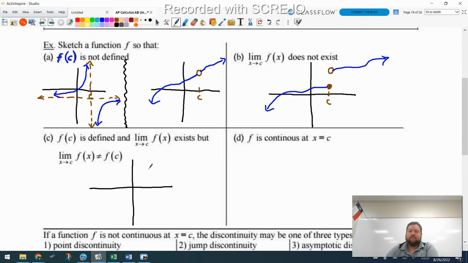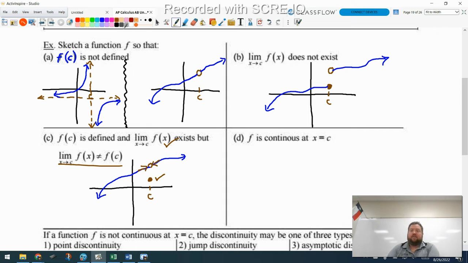Okay, so we have c, we have a hole, and then I have my function, which is going through that hole. But this says that f of c is defined, and in the graph I just drew, f of c is not defined. So for f of c to be defined, but the limit doesn't equal f of c, that means f of c is some other closed circle point like that. So the function goes through the hole, but there is a defined point. So f of c is defined, check. The limit exists, approaches the same value from the left and the right, check. But they are not equal to each other. That's why this is discontinuous.